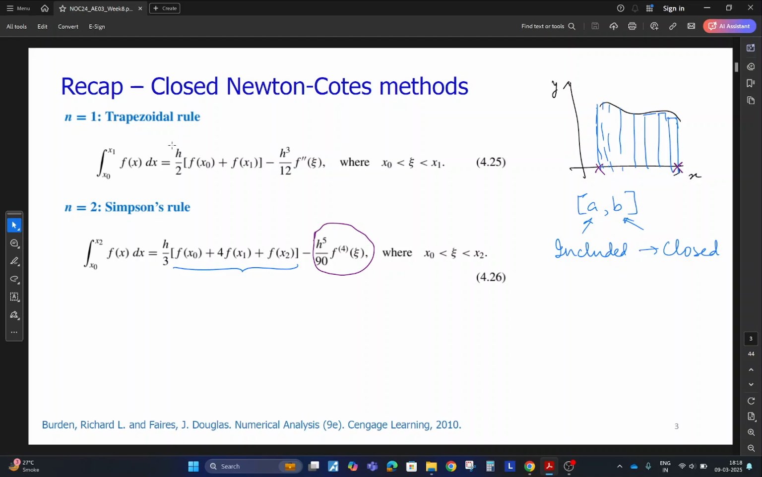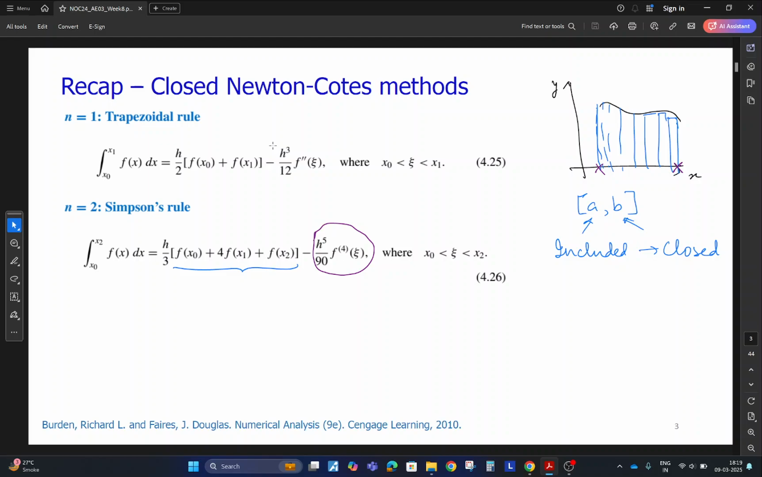We would remember the formula for the area of a trapezoid, which is half into the perpendicular distance times the sum of parallel sides. And here it is something similar: f of x0 plus f of x1 times h by 2 minus h cube by 12 f double prime of psi, where x0 is less than psi less than x1. When the parameter n equals 2, the numerical integration scheme takes on the name Simpson's rule.